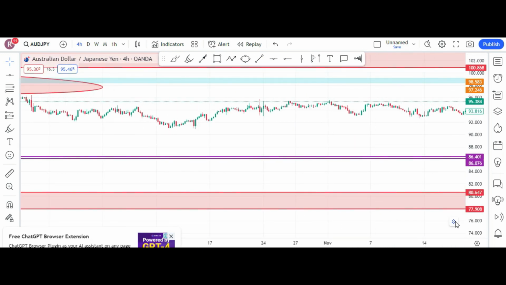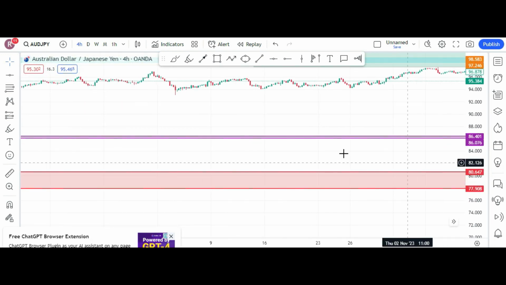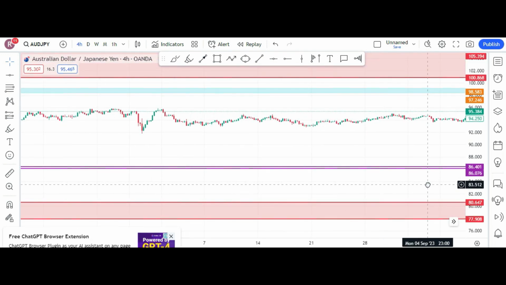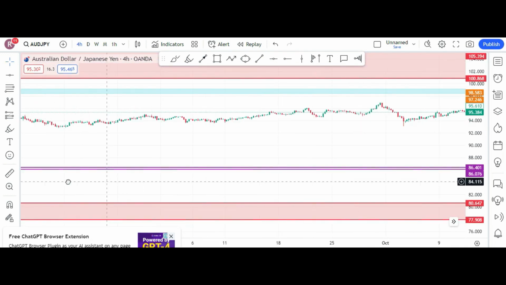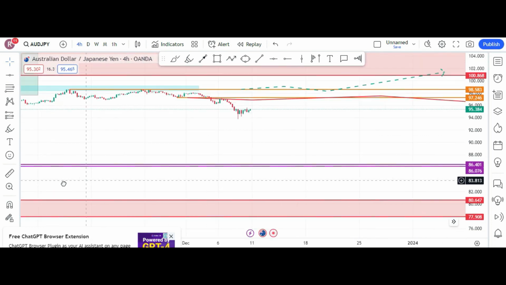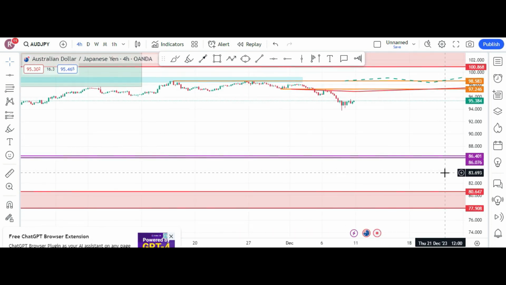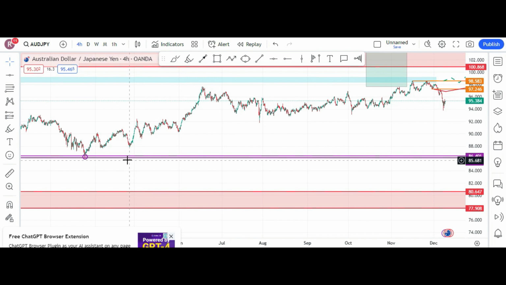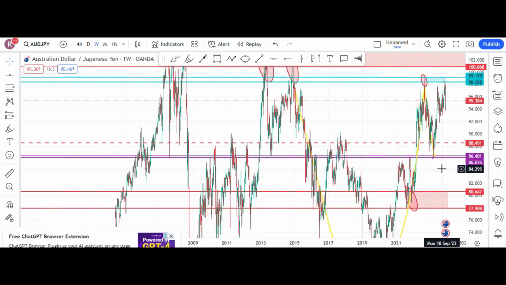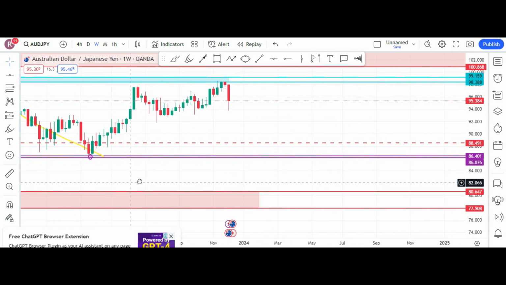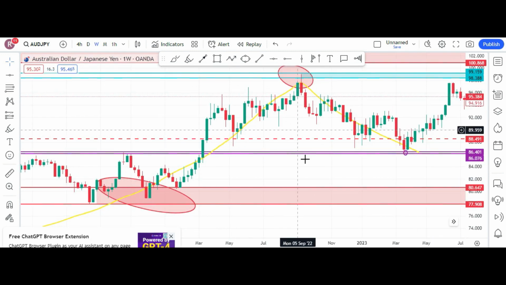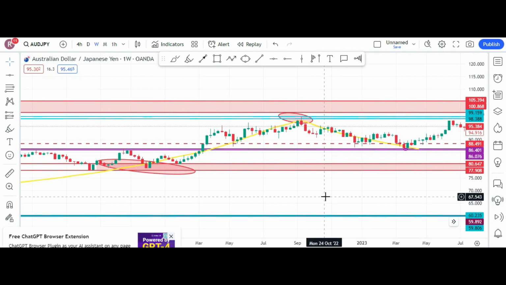And this caused, where is that? Hold on, let me find it out for you guys. Okay, so this caused this double bottom. If we go to weekly time frame, it will be easier to find and see. And so the price went up here again.